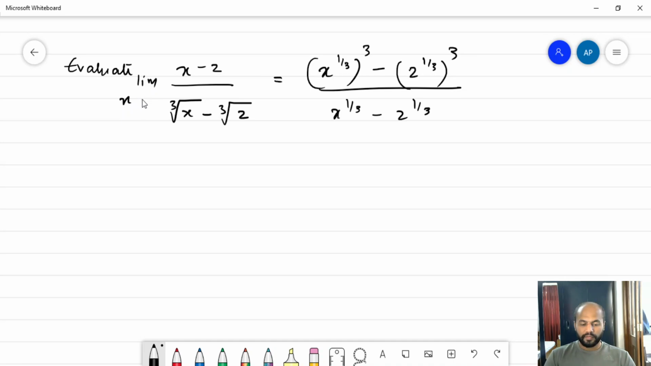Now obviously limit x tending to 2. That's what is given to us. So all that you have to do is we can write clearly. You can see that if I put x equals to 2, then it will be 0 by 0 form. So it will be an indeterminate form from which you can't derive anything.